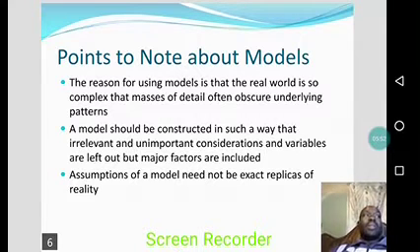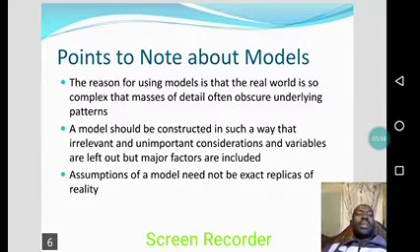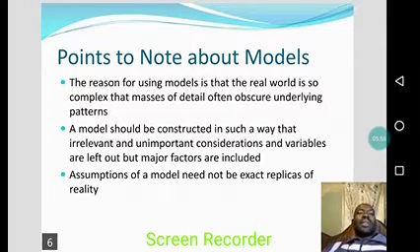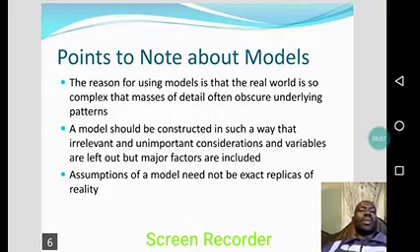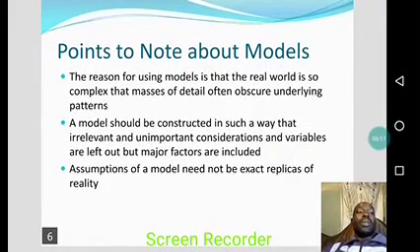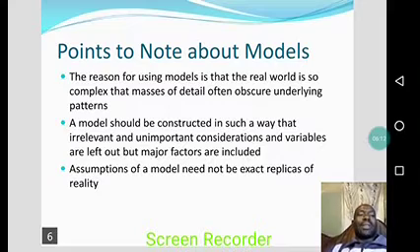The one thing we need to note as well is the fact that a model needs to be constructed in such a way that it puts aside irrelevant and unimportant considerations and variables and only looks at the major factors. So those are the ones that will be incorporated even as you're trying to come up with a model.